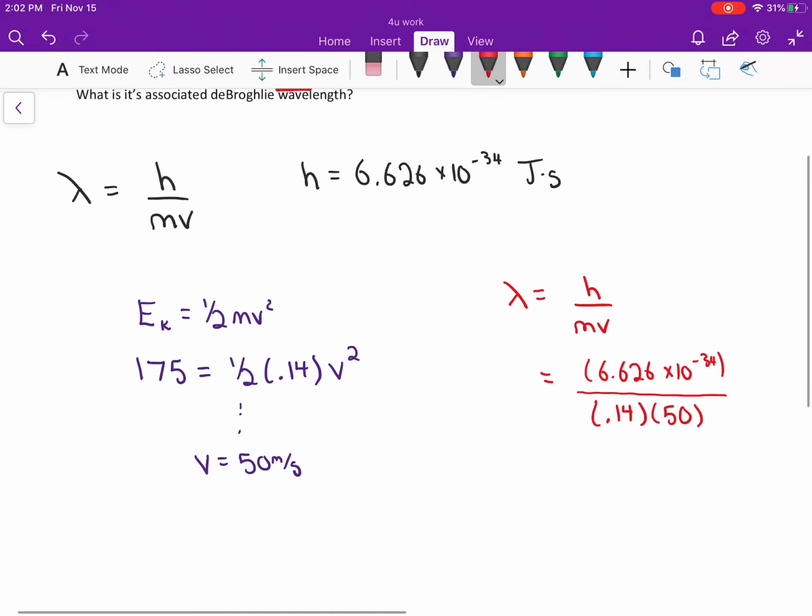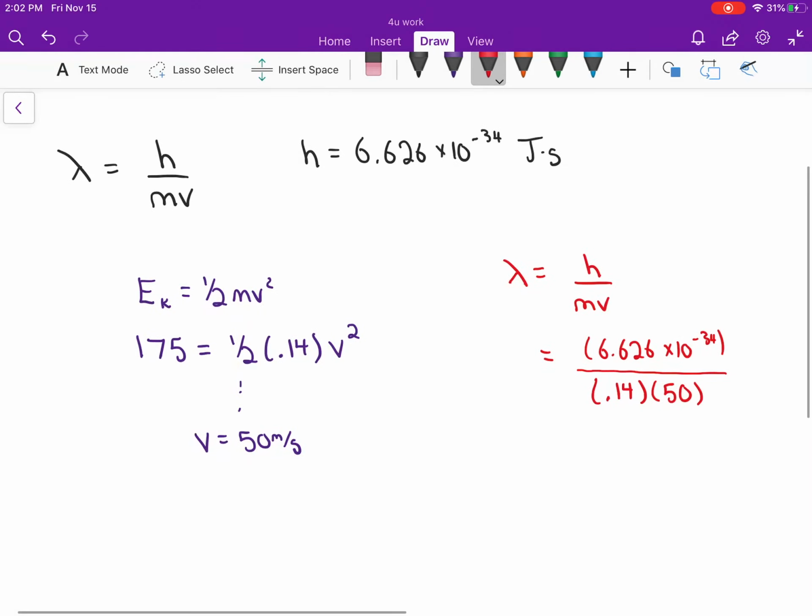If you do the math on this and crunch it out, you are going to get a ridiculously small number: 9.5 times 10 to the negative 35. We could round it off to 1 times 10 to the negative 34. However you round it off, it is ridiculously small. Compared to the size of the baseball, this number is approximately 0.